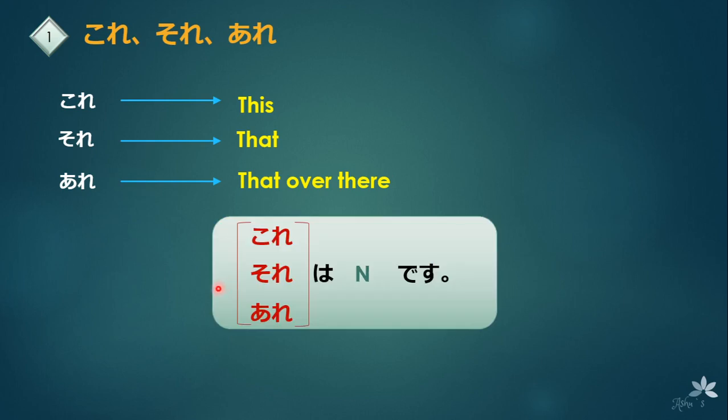The sentence pattern that we are going to follow is kore, sore, are wa noun desu. The noun here should always be a thing. Remember, the noun should always be a thing, and kore, sore, are should be followed by the particle wa. That is to say, the subject in these sentences will be kore, sore, and are.